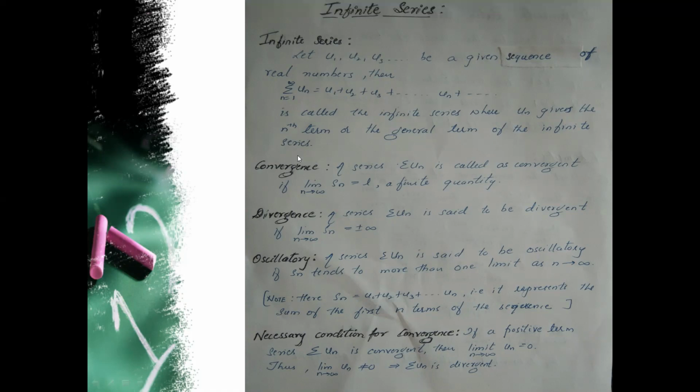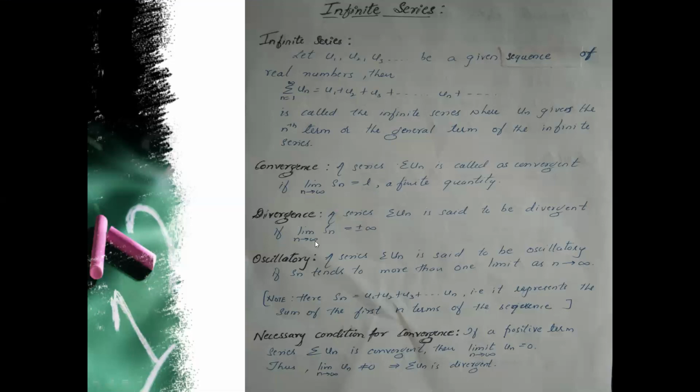Now let us see the convergence, divergence and oscillatory nature of an infinite series. An infinite series is said to be convergent if limit as n tends to infinity of Sn is equal to L. Here Sn denotes the sum to n terms of the series. If you take the first n terms u1 plus u2 and so on up till un, that is denoted by Sn. Now when you take the limit as n tends to infinity of this Sn, if it gives you a finite value, then the series is said to be a convergent series.